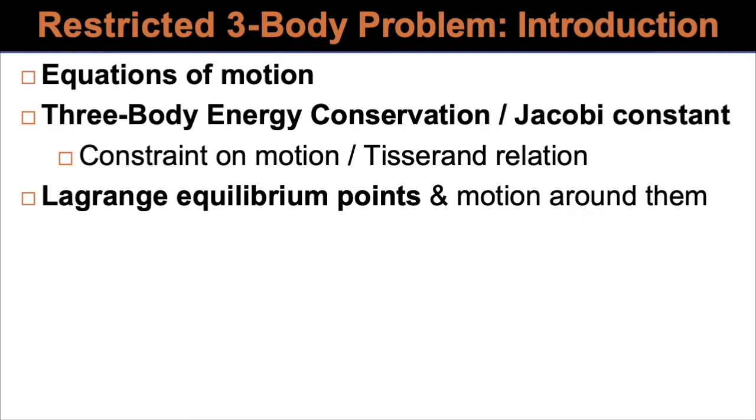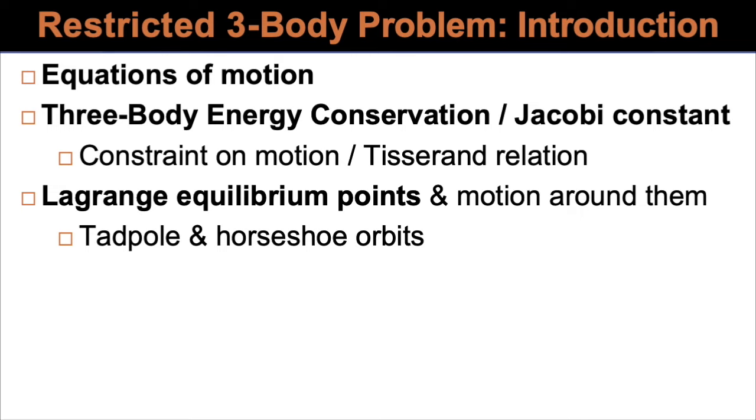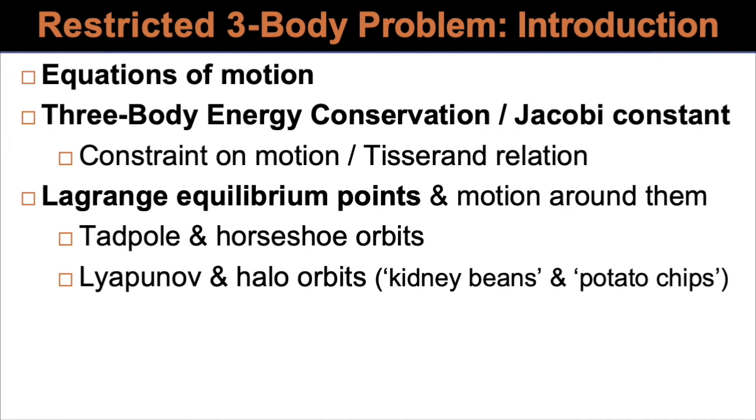You can linearize around these points. First of all, how do you find them? And then linearize the motion around them. And there's different types of periodic and quasi-periodic orbits. There's also larger scale motions, especially related to L4 and L5. They're called tadpole and horseshoe orbits.